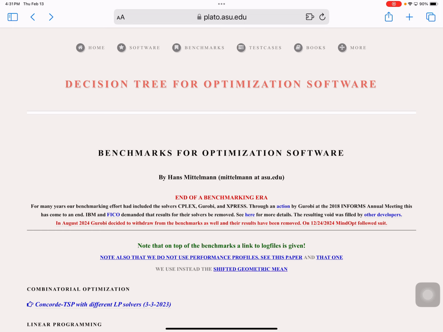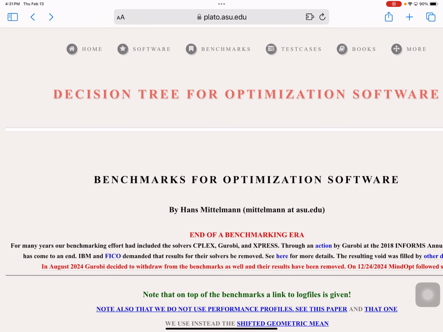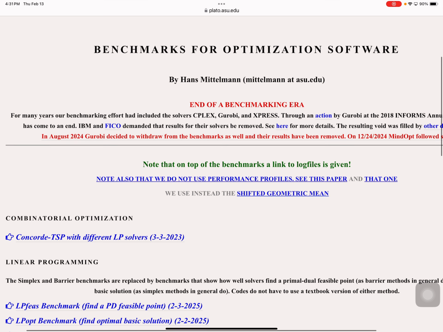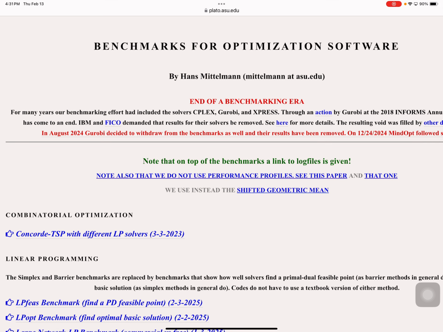The way it works is Professor Hans Mittelmann, who is a professor at Arizona State University, each year, before the INFORMS annual meeting, by the way, INFORMS is sort of the biggest conference in optimization in the United States, he will run some benchmarks on different types of optimization problems. For years, it included commercial solvers like CPLEX, Gurobi and Xpress, but then at some point, some of these commercial solvers decided to withdraw from the benchmark. But it still can give you some insight.